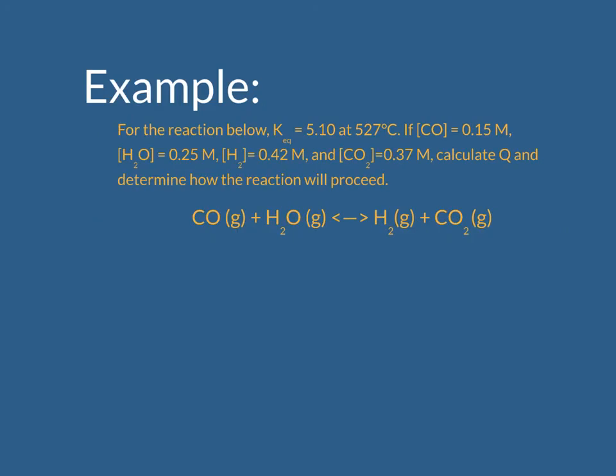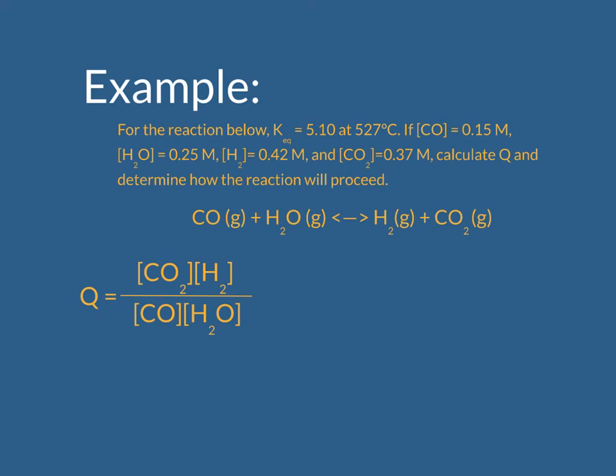So let's take a look at an example. For the reaction below, KEQ equals 5.10 at 527 degrees Celsius. If the concentration of carbon monoxide is 0.15 molar, the concentration of water is 0.25 molar, the concentration of hydrogen gas is 0.42 molar, and the concentration of carbon dioxide is 0.37 molar, calculate Q and determine how the reaction will proceed. Well, as usual, the first thing to do is take a look at our states and make sure that everything is either gaseous or aqueous, which it is. So we're going to include everything in our reaction quotient expression, our Q expression.